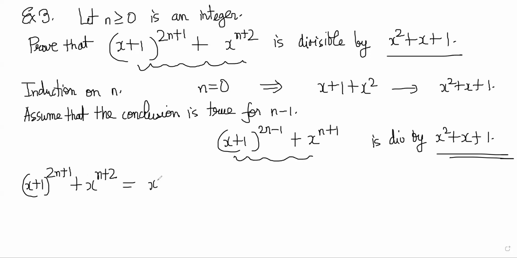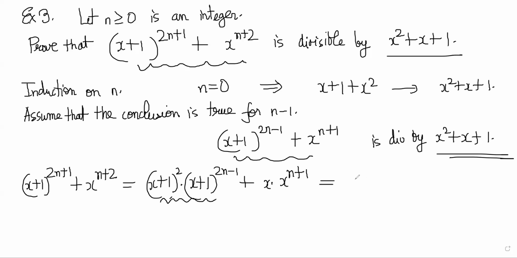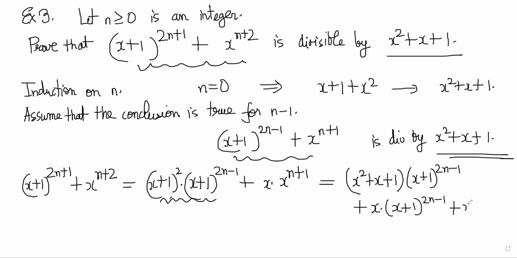So I'll take an (x+1) squared outside. This is becoming (x+1)^2 times (x+1)^(2n-1), plus I will write this as x times x^(n+1), right? Now, think about what we can do to this expression. (x+1) squared is what? x squared plus 2x plus 1. I can split it like this: (x squared plus x plus 1) times (x+1)^(2n-1) plus x times (x+1)^(2n-1) plus x times x^(n+1), right?